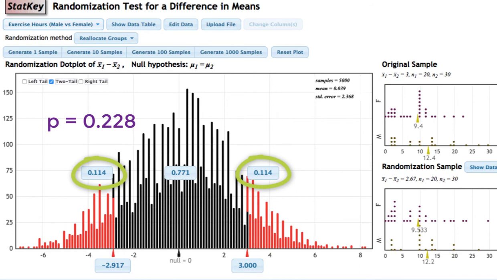This is a relatively large p-value. If there was not a difference in the population between males and females, more than 22% of samples would still have a mean difference greater than the one that we observed in our sample. In terms of the hypothesis testing procedure, we would have to fail to reject the null hypothesis. There is not evidence of a difference in the mean number of hours per week exercised by males and females in the population.